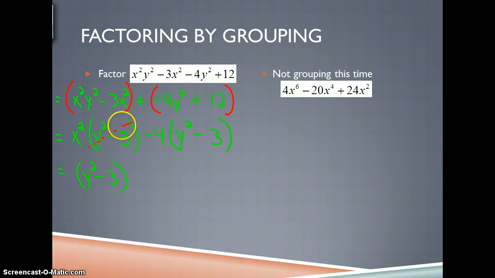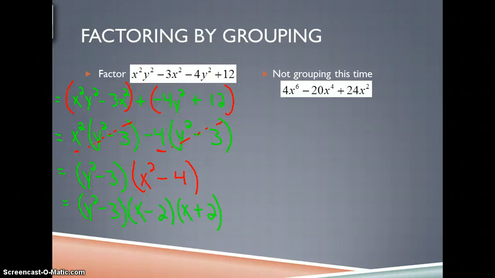So this is gone. This is gone. The only thing that's left is x squared and minus 4. And those will go in our parentheses there. And like that first example, x squared minus 4 is a difference of perfect squares. So we'll have y squared minus 3 times x minus 2 times x plus 2. So that's our final answer for that problem.